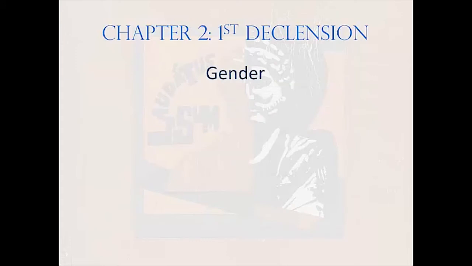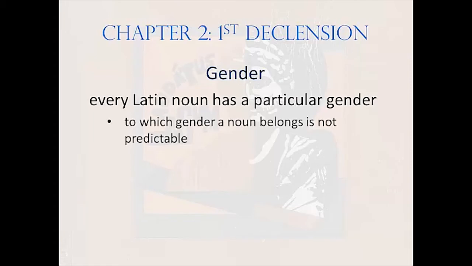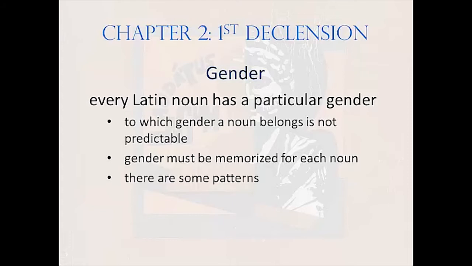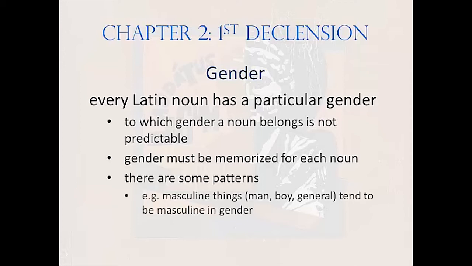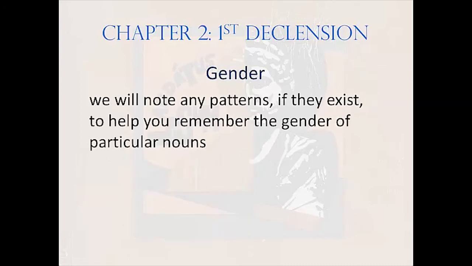Gender, however, is more complicated in Latin than it is in English. Every Latin noun has a particular gender, but it's not predictable which gender any noun belongs to. So, gender must be memorized for each noun. Take heart, however, there are some patterns for predicting what gender a noun belongs to in Latin. Masculine things, man, boy, general, tend to be masculine in gender. Feminine things, woman, girl, mother, tend to be feminine. We will note any patterns, if they exist, to help you memorize the gender of particular nouns.